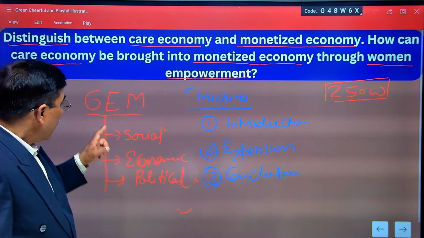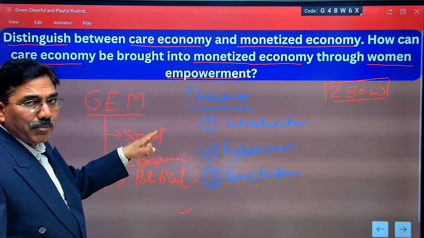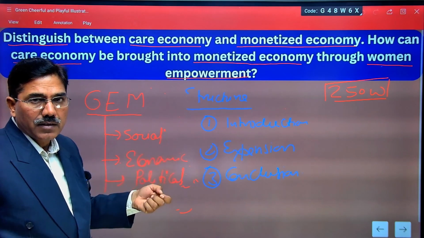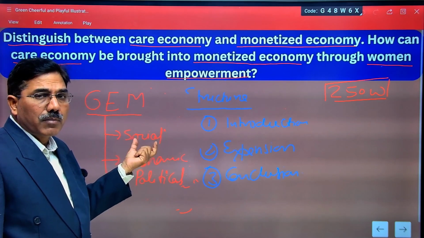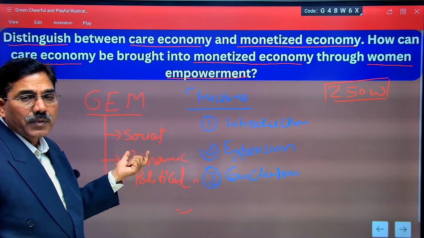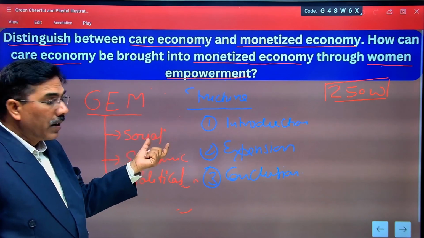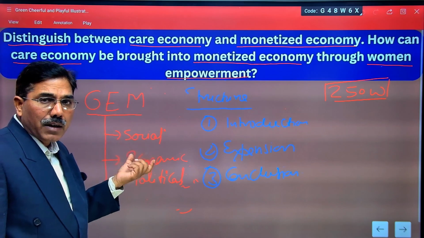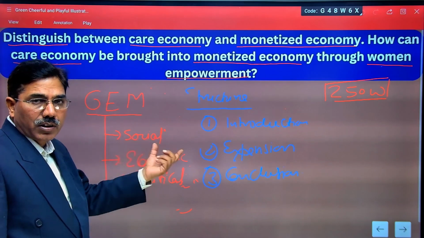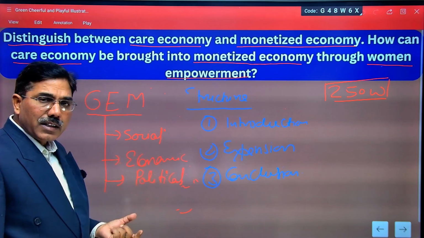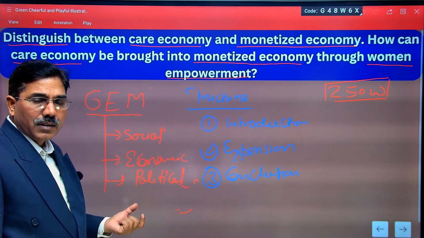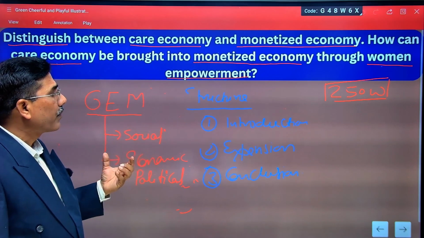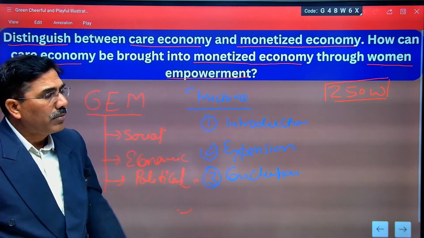What does it mean? Women's decision making and participation in social activities. When they are going to be married, or at other social functions, women should be given equal power as men in decision making in different social activities. Similarly, they should have power over economic resources and decision making regarding economic activities, economic policies, etc. In political institutions, if women participate equally and take political decisions, all these factors will change the economic policies, and finally we can convert this care economy into a monetized economy.